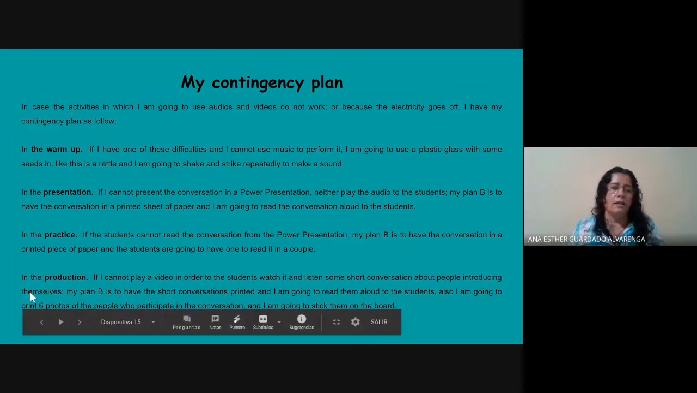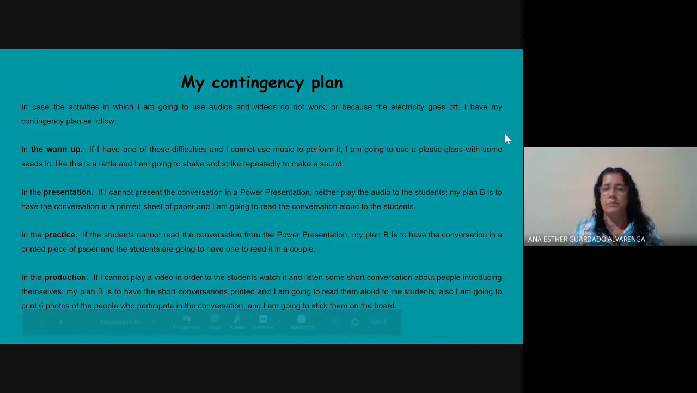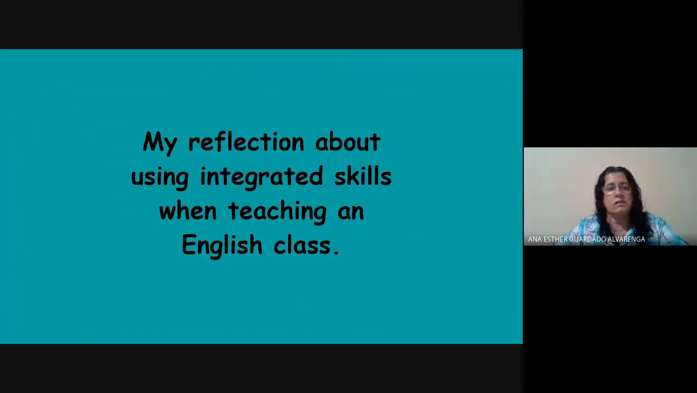And in the production part, they are going to watch a video, and instead of this one, I'm going to have the different short conversations printed on a sheet of paper, and I'm going to read them aloud to the students. And also I'm going to have 6 photos of the people that participated in the conversation, and I'm going to stick them on the board in order to help the students have an idea what the conversation is about. Well, these are my contingency plans.